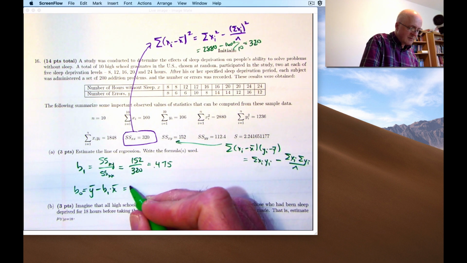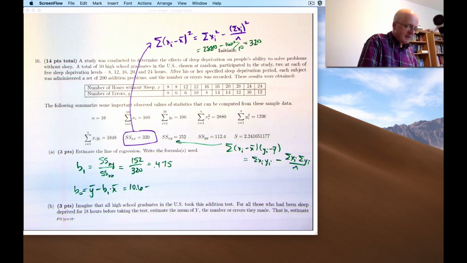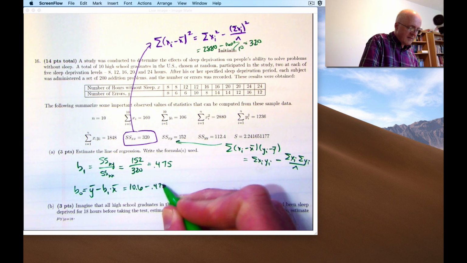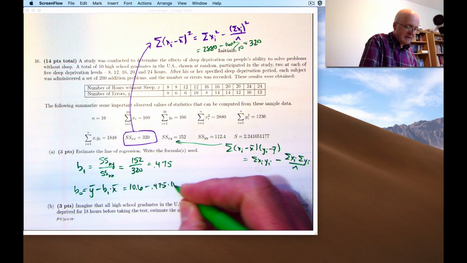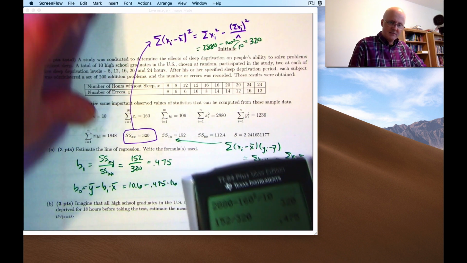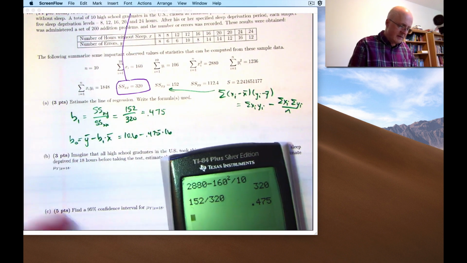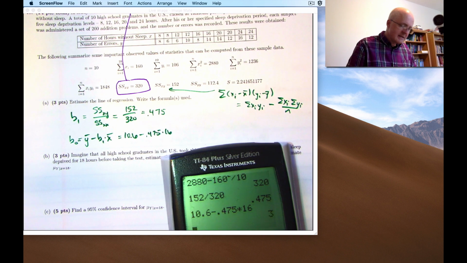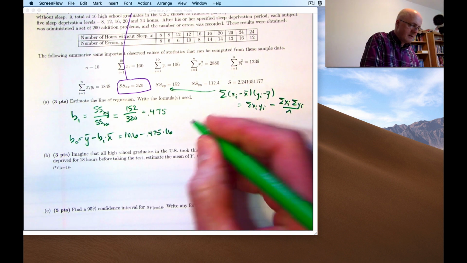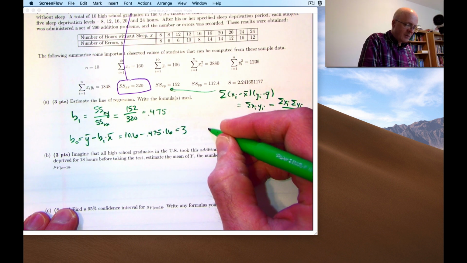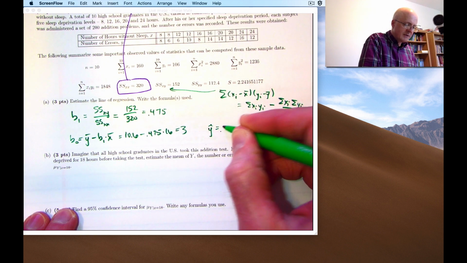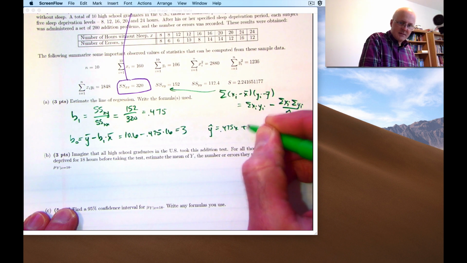106 divided by 10 is 10.6. The slope we just found is 0.475. X bar is the sum of the x's divided by 10. 160 divided by 10 is 16. I think this turns out to be a nice number, 3, I believe. 10.6 minus 0.475 times 16 is indeed 3. So your estimate for the line of regression is y hat equals 0.475x plus 3.